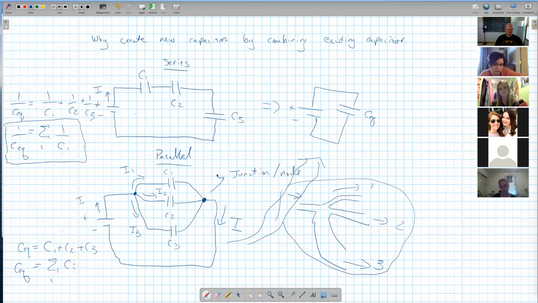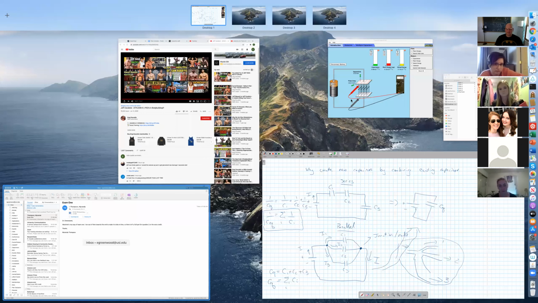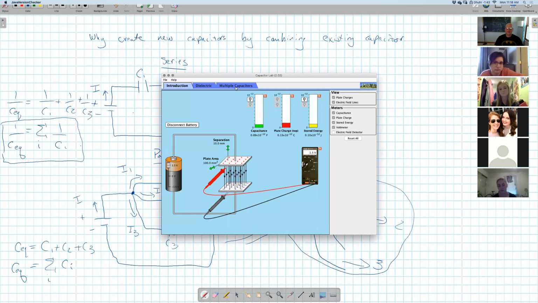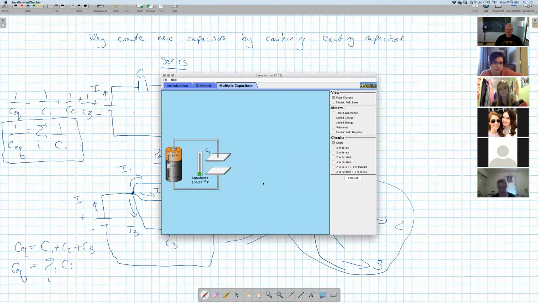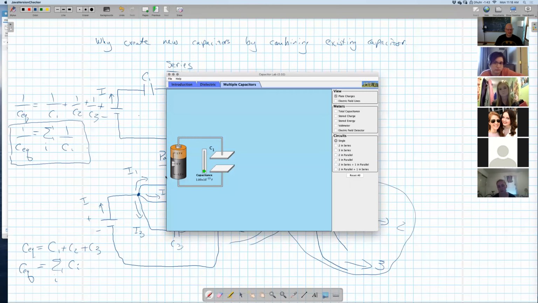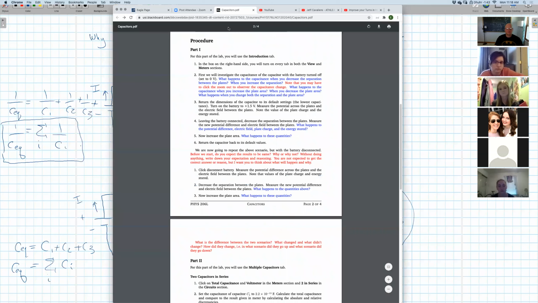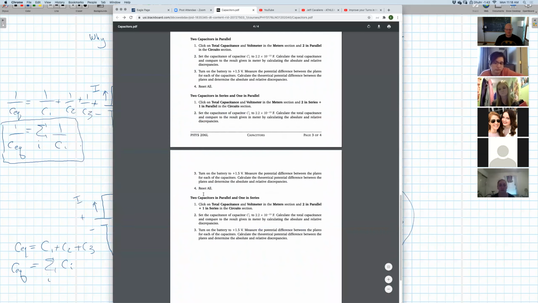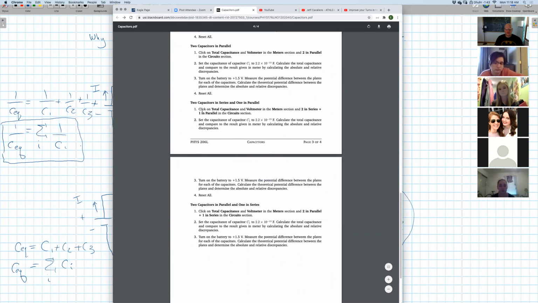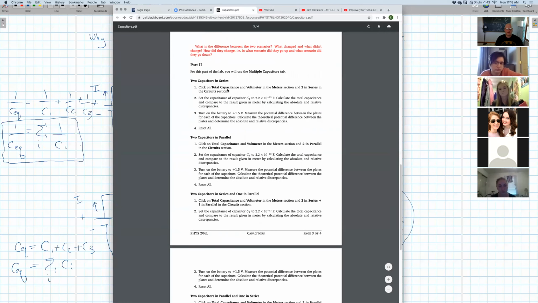So basically, this is what you're doing then in the second part of the lab. Here, you're going to click this button which says multiple capacitors, and then you're going to choose different ones of these scenarios. So let me bring up the lab here. Right, so here you're going to click on total capacitance. So where are we? Let's go to the first one.